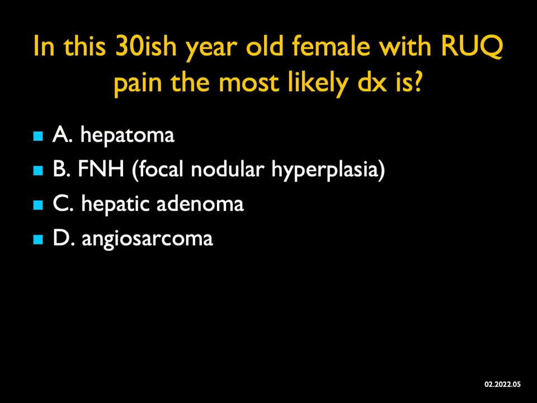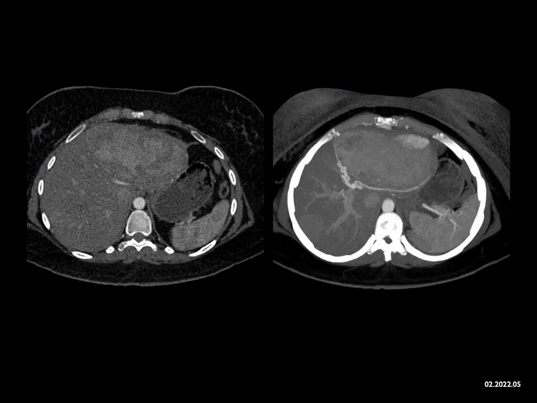In this 30-ish-year-old female with right upper quadrant pain, what's the best diagnosis? If you look at the two images, on the axial image, arterial phase, you see an enhancing lesion in the left lobe of the liver. It's vascular, but not as hypervascular as hepatomas typically are, but there's lots of variation. There's fatty infiltration in the remaining liver.